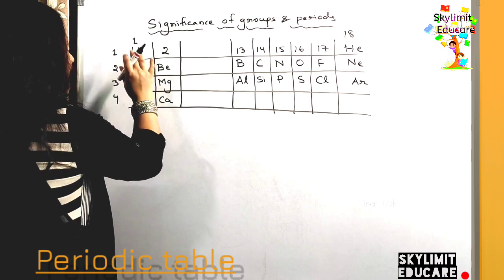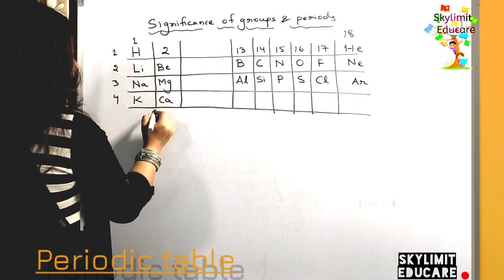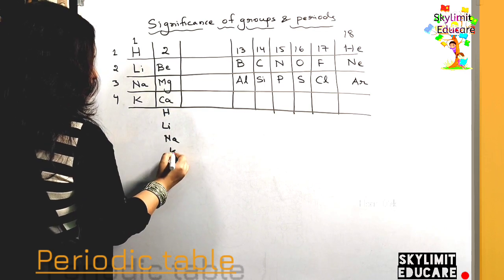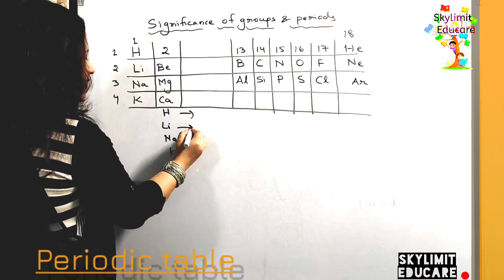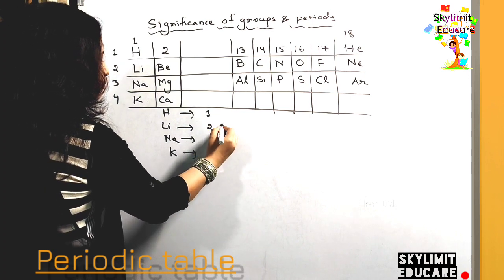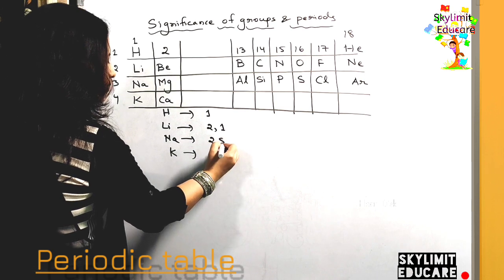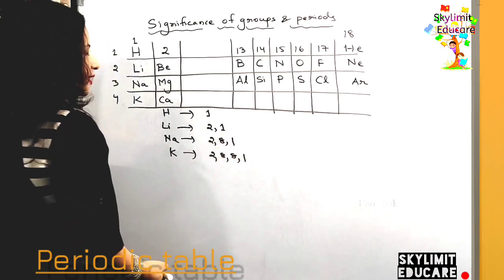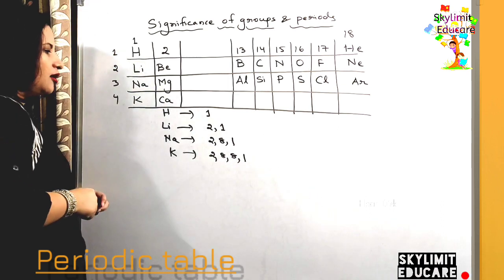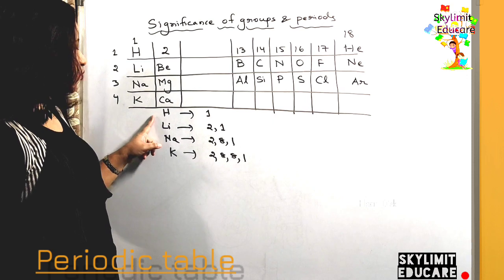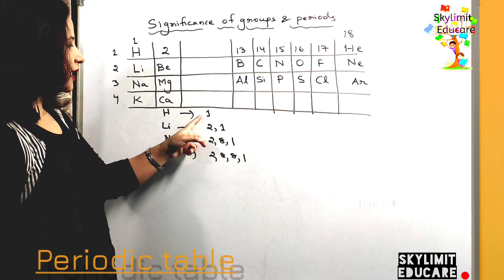So now students, let us take the group 1 elements. Suppose we take group 1: we have hydrogen, lithium, sodium and potassium, okay? Let us write the electronic configurations. Hydrogen is 1, lithium is 2, 1, sodium is 2, 8, 1, potassium is 2, 8, 8, 1. Okay? So you know how to write the electronic configurations of all the elements. Now you see students, what is common in these elements regarding the electronic configuration?